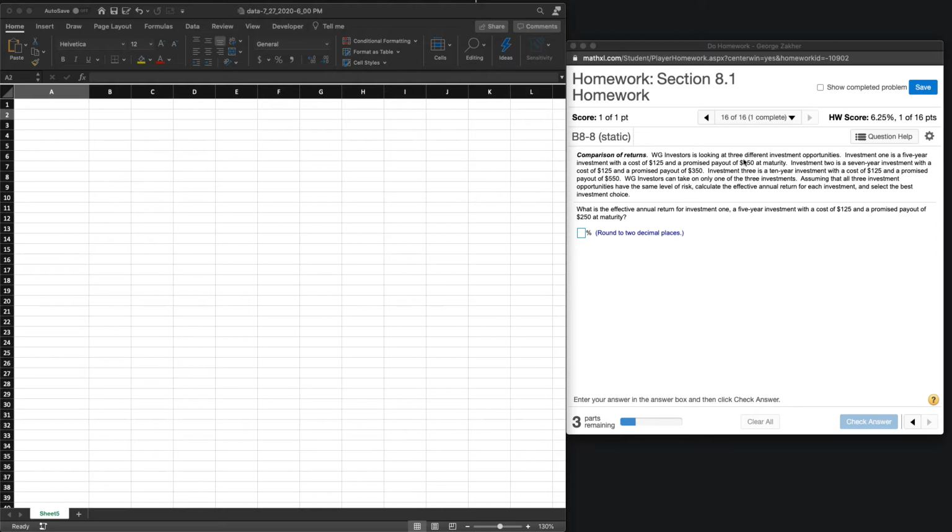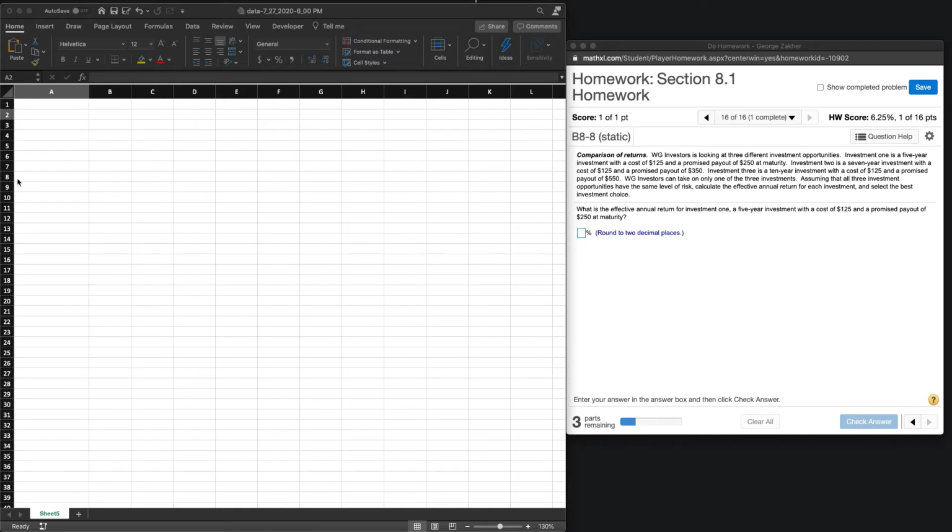Here we are comparing three different investment opportunities. In this question, we will take a look at investment 1, and you should be able to calculate and compute the rest. So let's look at investment 1. We have a 5-year investment with a cost of $125 and a promised payout of $250.